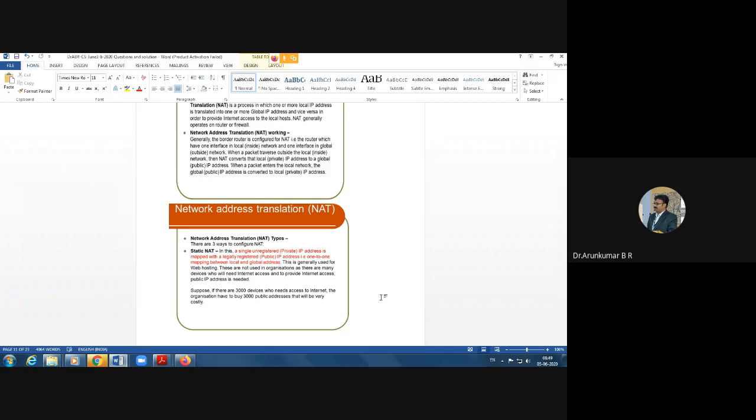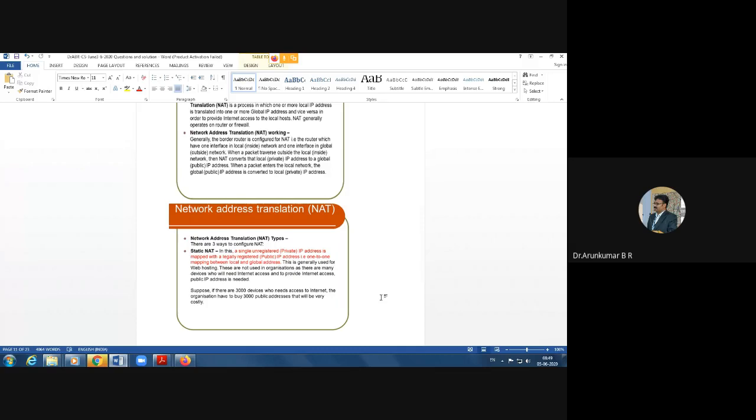Static NAT. First one is static. An IP address is mapped with a legally registered IP address. That is one-to-one mapping between local and global addresses. Please remember, static NAT is one-to-one. One private IP address gets mapped to one and only one legally registered public IP address. That is one-to-one mapping between local and global address. This is generally used for web hosting.